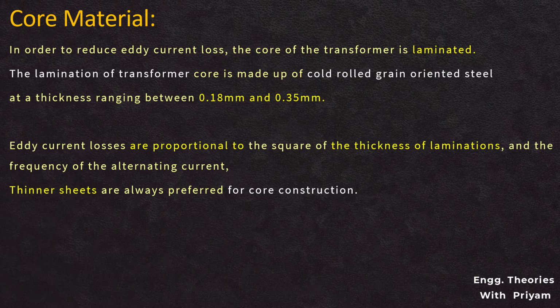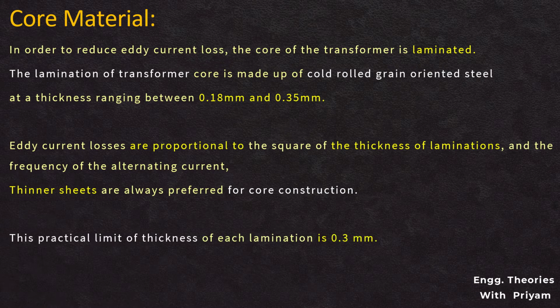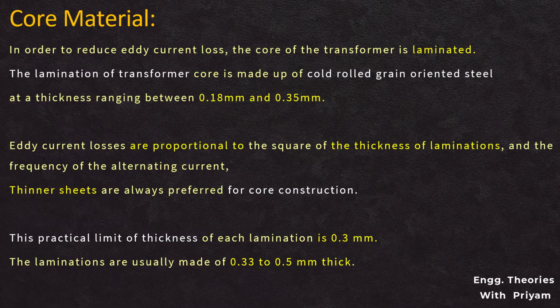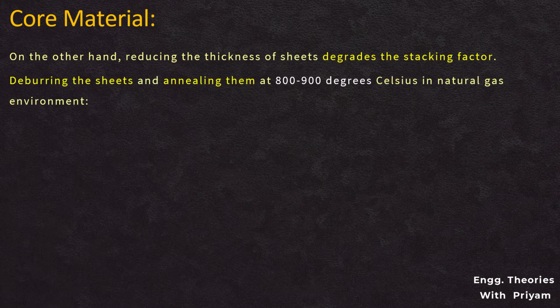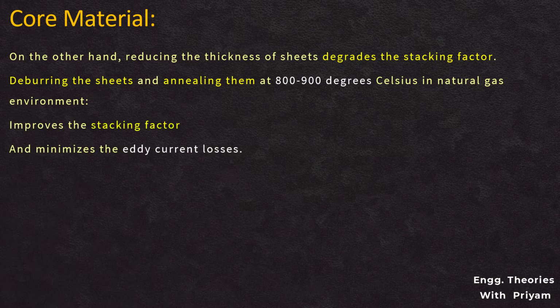So every effort is made to reduce their thickness and to make the thickness as small as possible. But there is a practical limit beyond which the thickness of the lamination cannot be decreased further on account of mechanical consideration. The practical limit of thickness of each lamination is 0.3 mm. The laminations are usually made of 0.33 to 0.5 mm. On the other hand, reducing the thickness of sheets degrades the stacking factor. Deburring the sheets and annealing them at 800 to 900 degrees Celsius in natural gas environment improves the stacking factor and minimizes the eddy current losses.